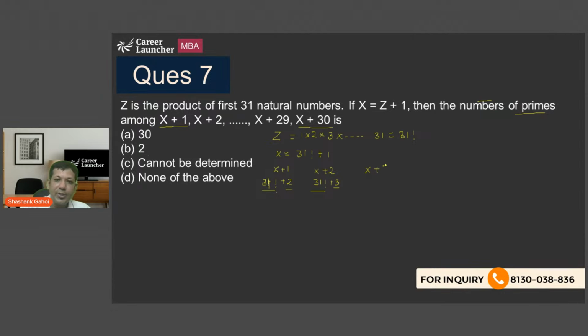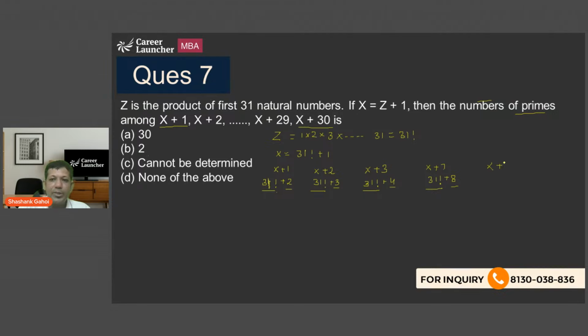If I talk about x plus 3, that is 31 factorial plus 4. This is a multiple of 4, and this is a multiple of 4. It means this whole number is a multiple of 4, so it cannot be a prime number. If I talk about x plus 7, that is going to be 31 factorial plus 8. This is a multiple of 8, and this is a multiple of 8. Overall the number is a multiple of 8, so it cannot be prime.